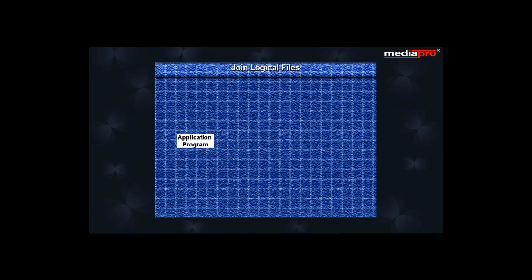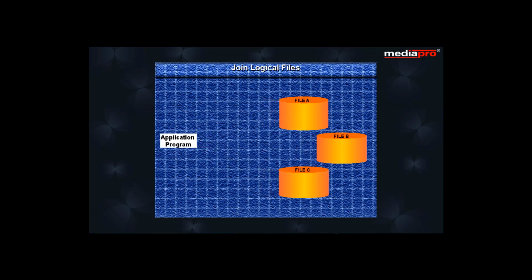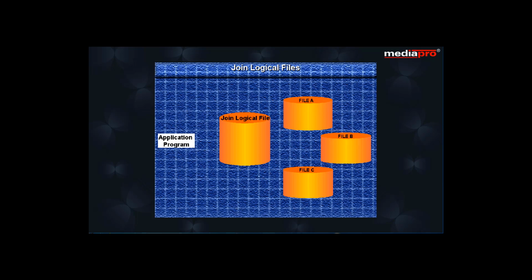Sometimes an application might require fields from two or more different physical files. Join logical files allows us to combine the required fields from different physical files into a single logical file that can be used by any application. A join logical file can have only a single record format and is read-only. We cannot update a physical file through a join logical file.